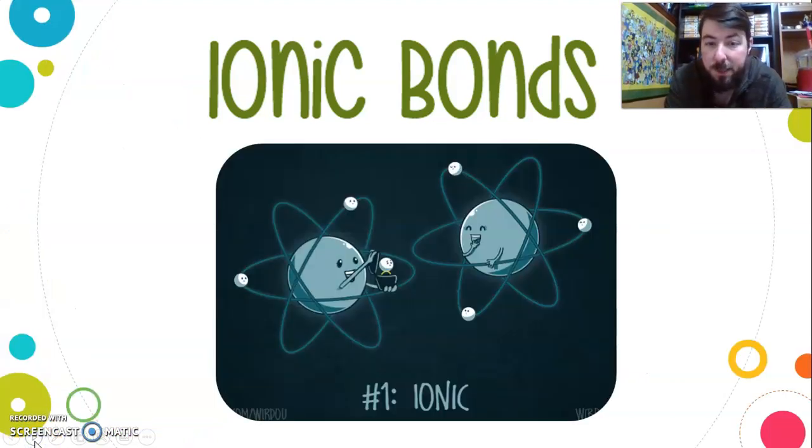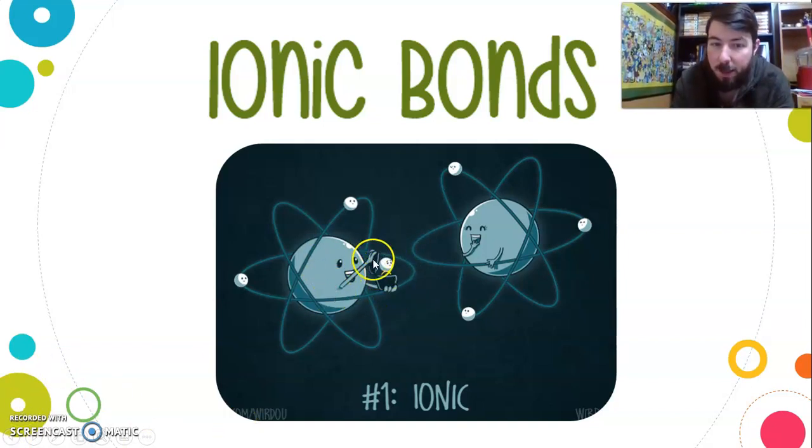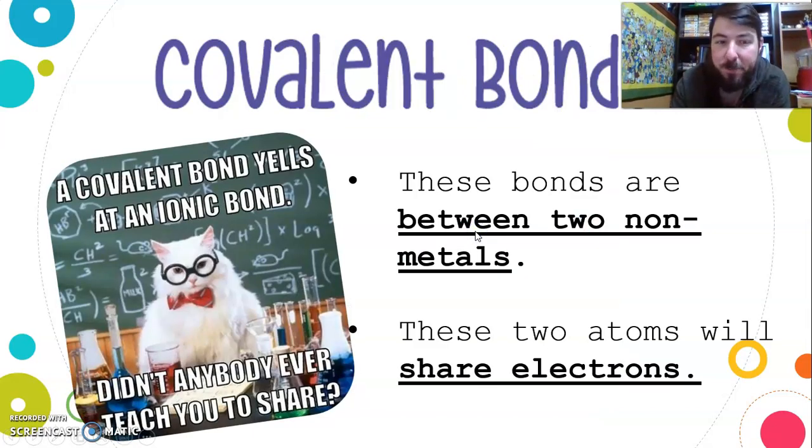So if we just take a look at this picture here. This one here on the left, this is the metal. And what he's doing to his nonmetal fiancé wife person over here. But that's the idea. So one of them gives away their electrons and the other one receives the electrons.